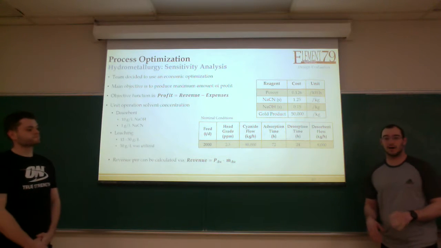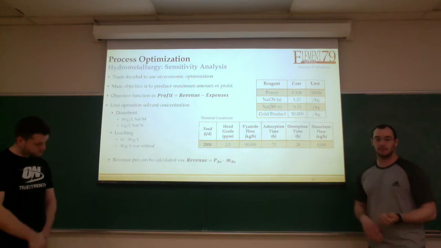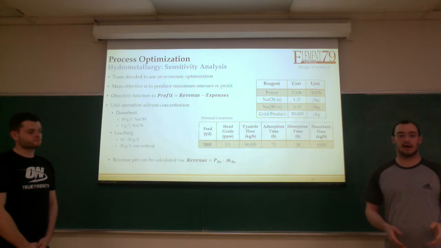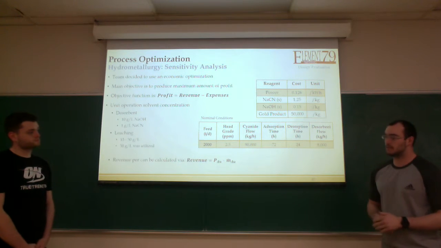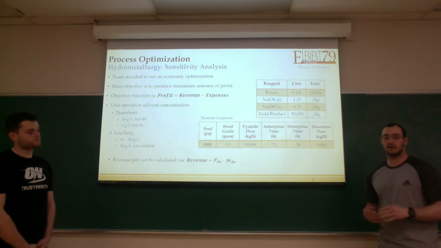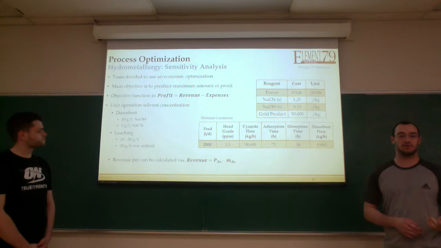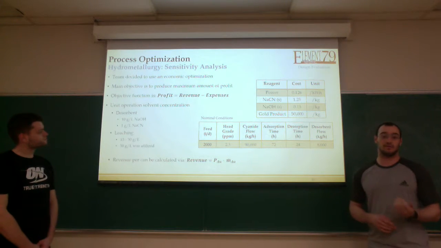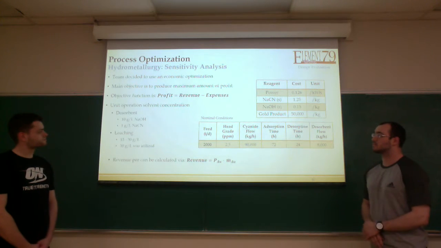Okay, so I'll go into the Hydromet design and the process optimization. Here I have 2 tables, the nominal conditions as well as the prices used for the economic optimization. So we have various conditions. Basically the profit is equal to the revenue minus the expenses. We can determine that the revenue made is the amount of gold produced times the gold price, and the amount of expenses is just equal to the amount of reagents we use times the flow rates.